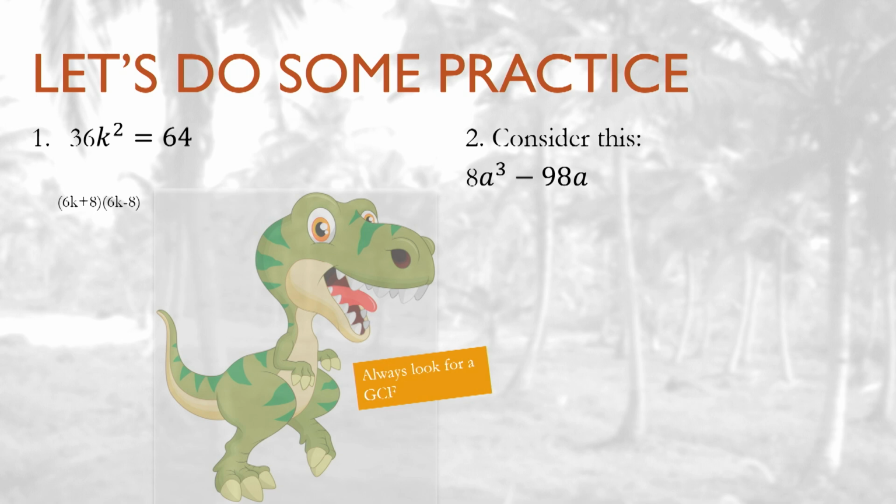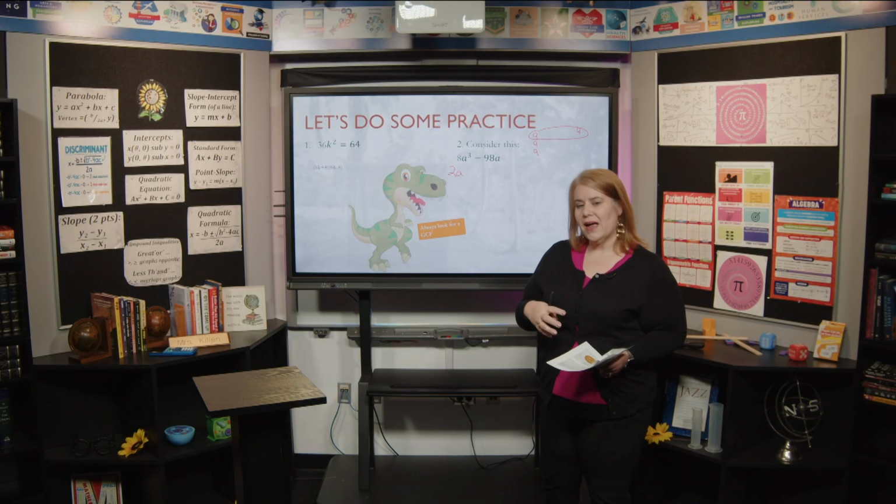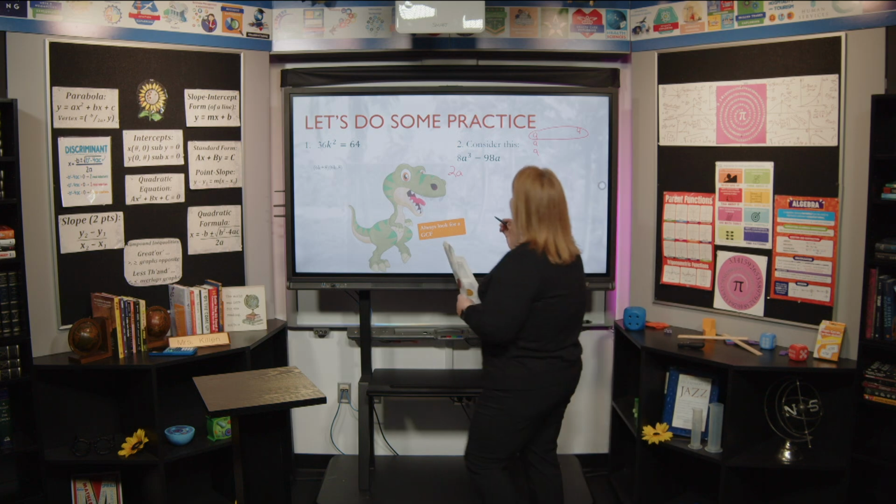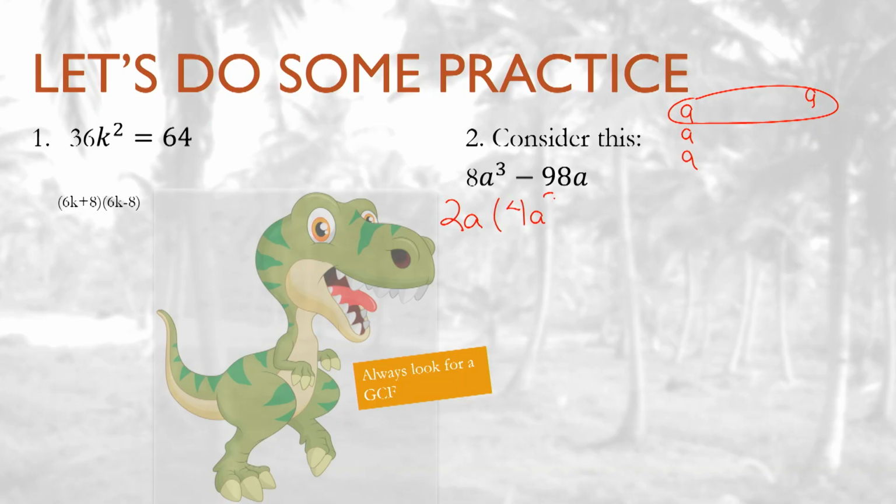So let's go ahead and look at this. All right, so I have an 8 and a 98. We know how to put those in our calculator to see if there is a greatest common factor that we can use. And what do we find? We find 2. Now, let's look at our variables. I have 3 A's and I have 1 A. How many do they have in common? Exactly right. So I pulled out that greatest common factor. So now I'm going to bring down what's left and see what I've got. So I have 4a squared minus 49.